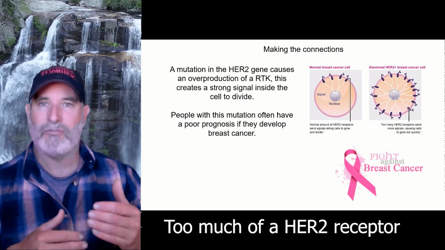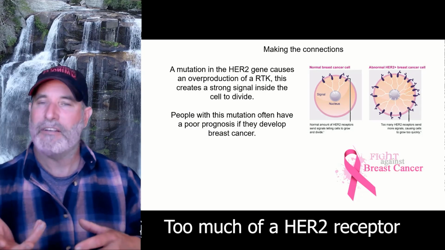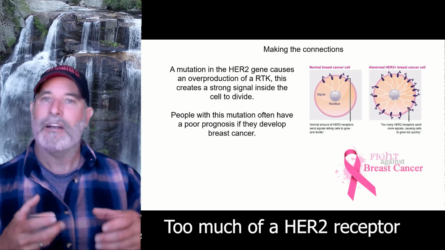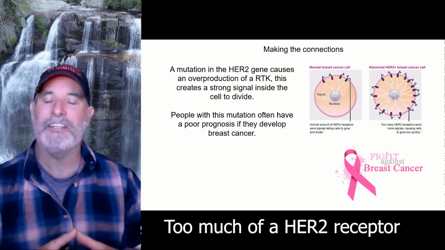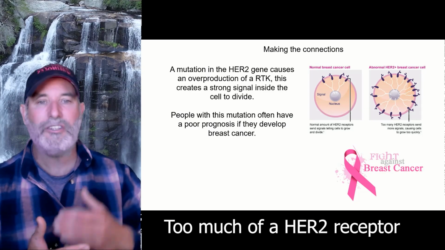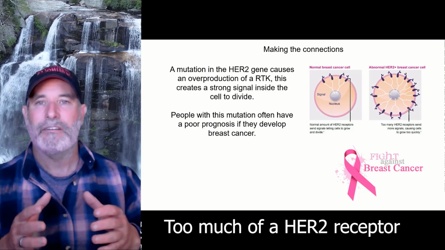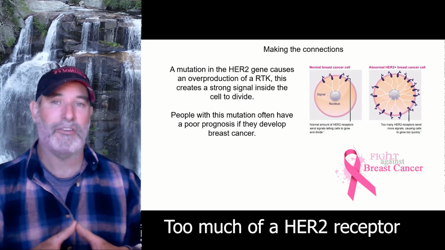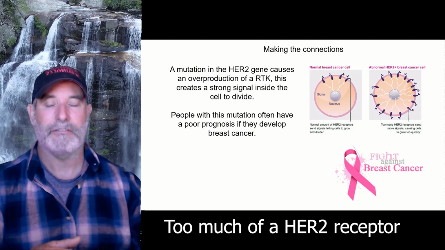Now remember, RTKs, what we just talked about, they receive growth signals. So in aggressively growing cancer cells, they have too many RTKs, and the cell has this really strong response to grow and divide. And that makes these cancers difficult to treat.